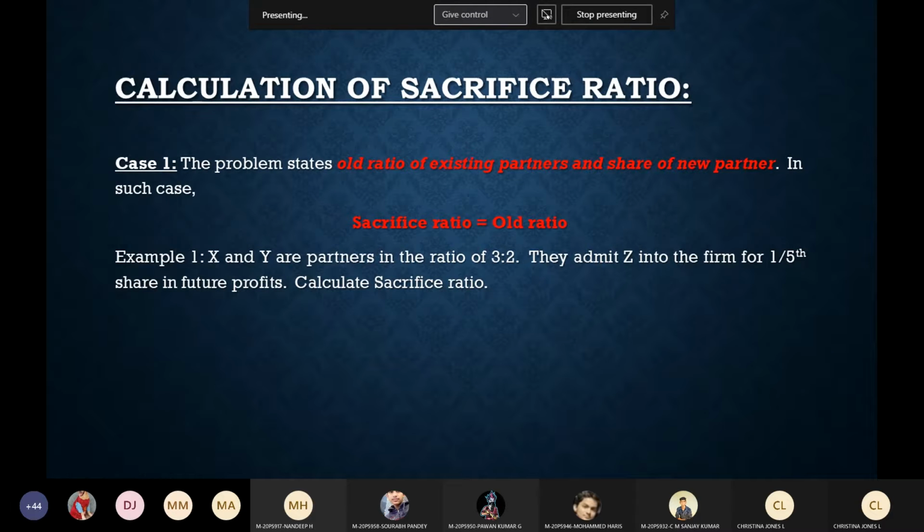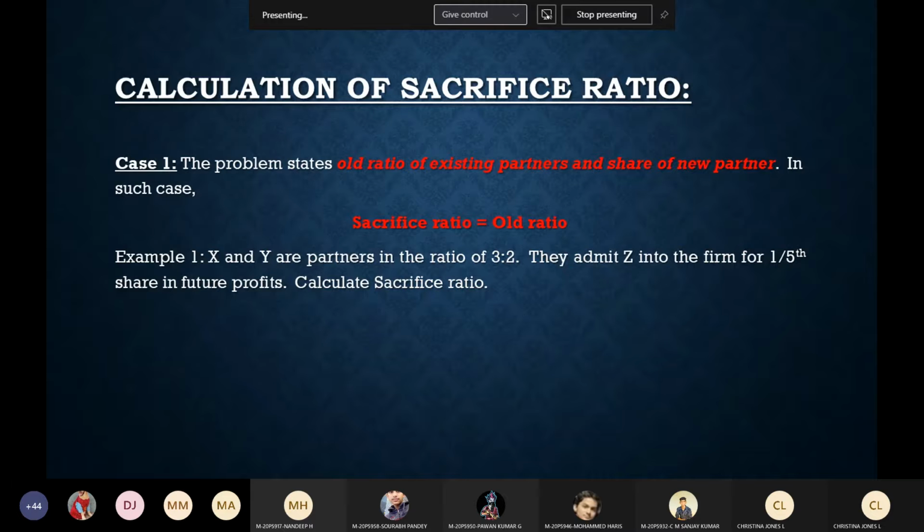Actually, we can't calculate the sacrifice ratio here. We don't know how much X and Y sacrificed, and we don't know how Z got the 1/5 share. We just have the old ratio and the new partner's share. No other information is given, so we cannot calculate the sacrifice ratio. What we will do is make an assumption: we'll assume that X and Y sacrifice their share as per the old ratio. It's just an assumption.